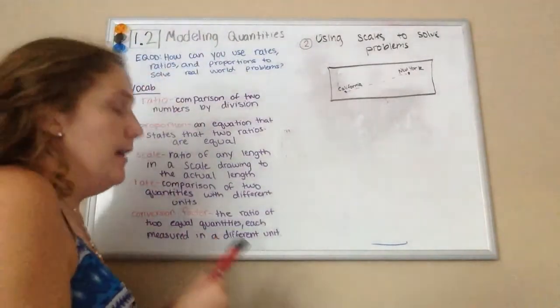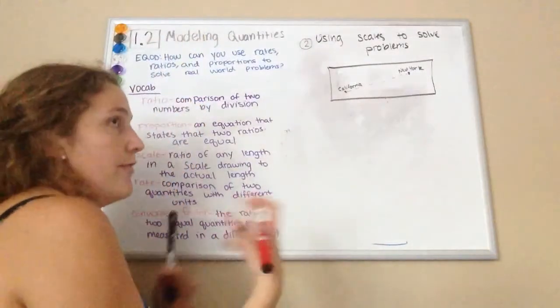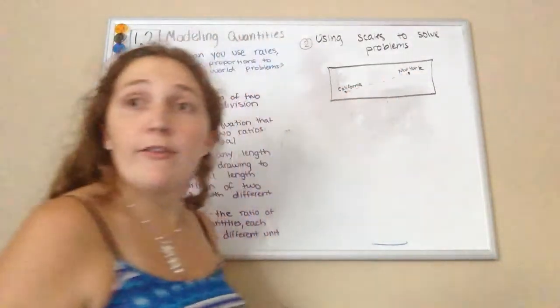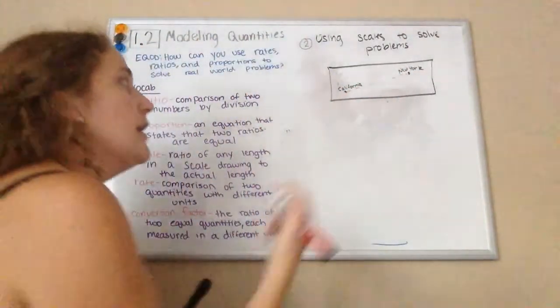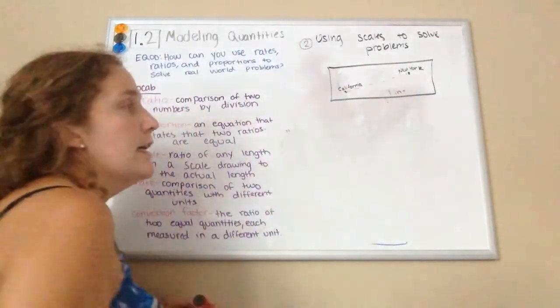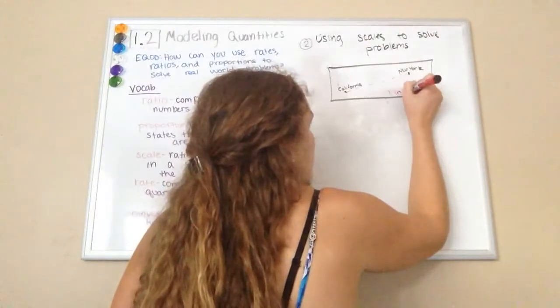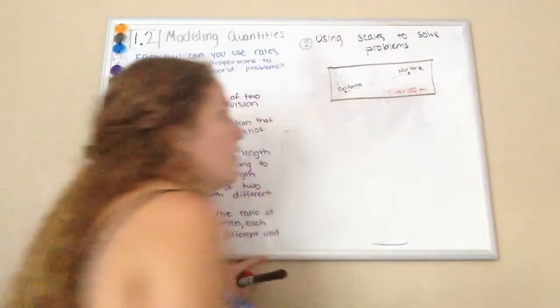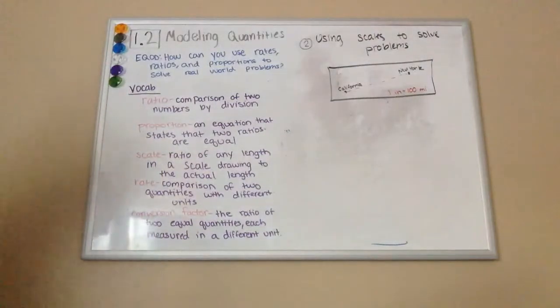And we're going to have a scale on this map, right? It's not going to be realistic. We can't just measure and say, oh, we only have to travel 5 inches to get to New York. It doesn't work that way. We're going to have a scale. Every inch on this map is going to equal 100 miles. Okay? Every inch is going to equal 100 miles.